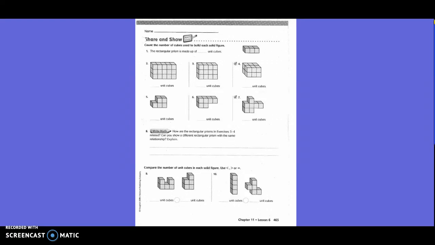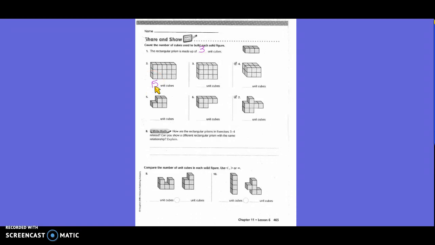Alright, so share and show. It says count the number of cubes used to build each solid figure. The rectangular prism is made up of how many unit cubes? 3. The next one, you have how many rows? 3. And how many columns? 5. So 3 times 5 is 15 unit cubes.